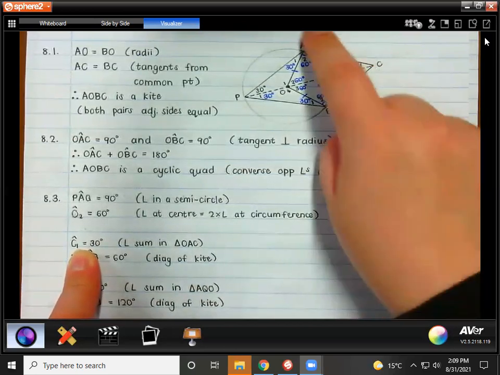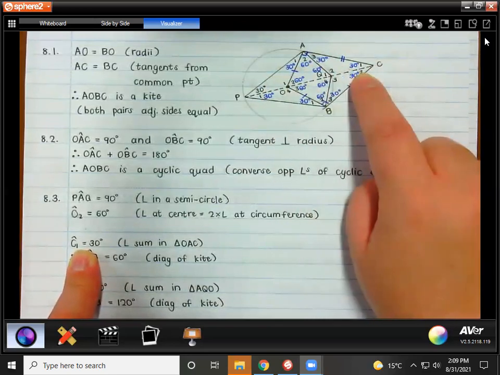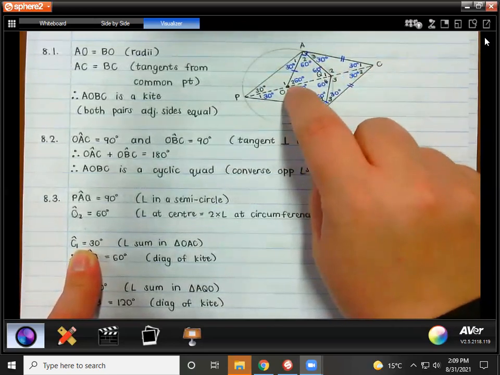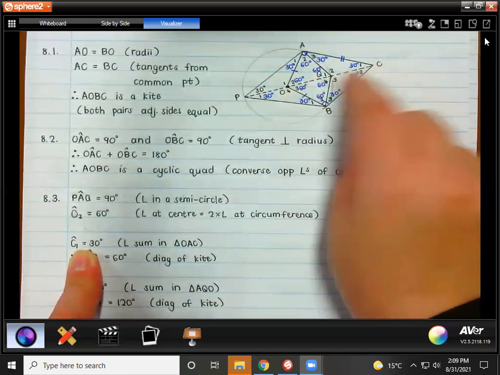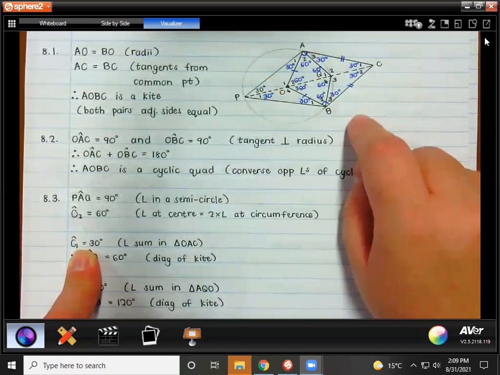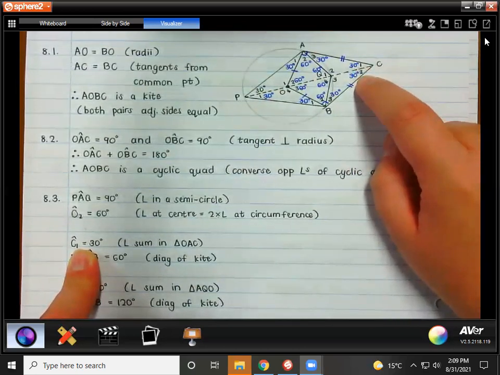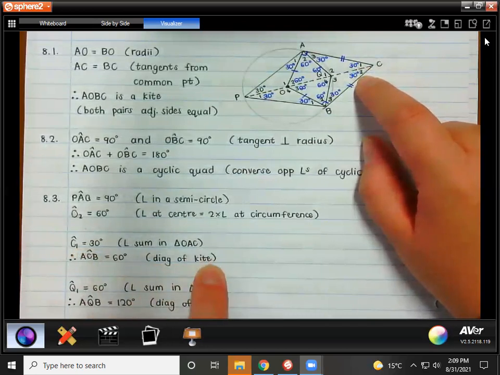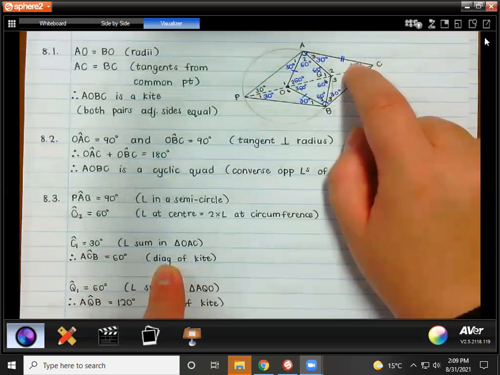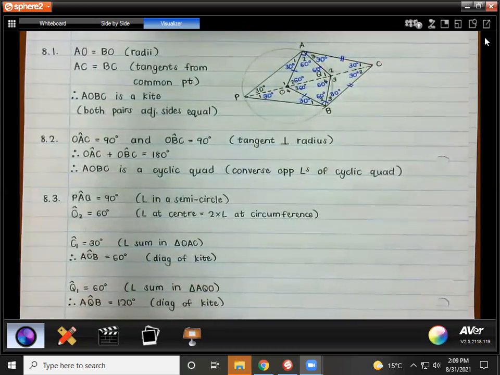But now remember that we just proved that this is a kite in the first one. So we can actually use properties of a kite. And one of the properties of a kite is that the long diagonal cuts the whole thing in half. So if that angle is 30, that angle also has to be 30 because of the diagonal of a kite. That's what I did. I found that C1 is 30 and therefore they will actually both be 30. So that whole angle ACB is 60.